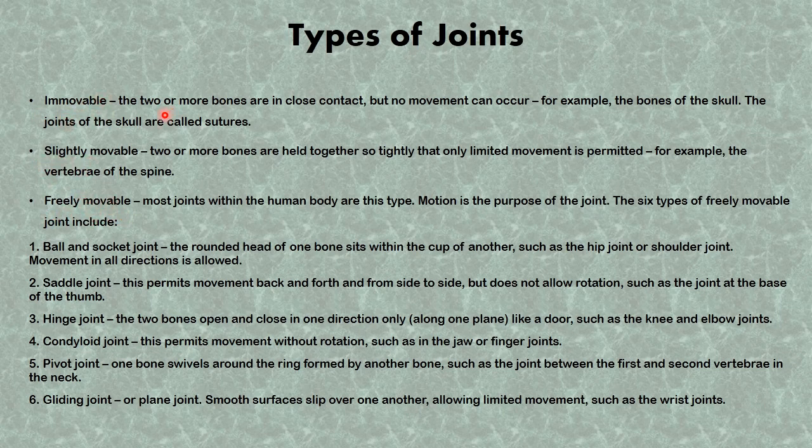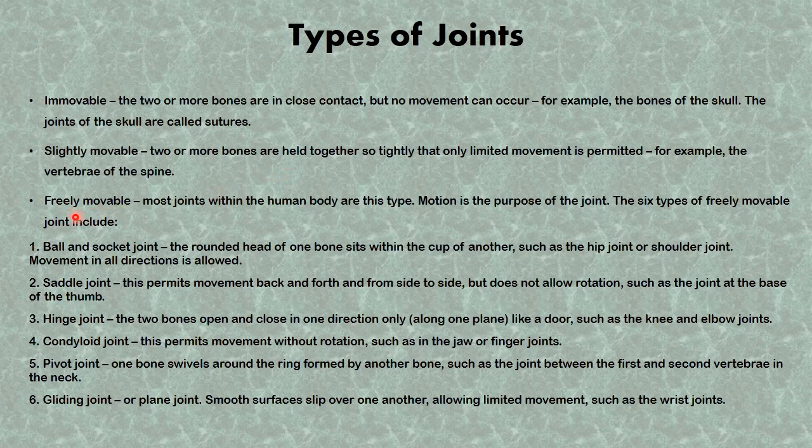Now the immovable joints, the 2 or more bones are in close contact but no movement can occur. For example, the bones of the skull. The joints of the skull are called sutures. That's an example of the joint of the skull which does not allow movement. Slightly movable. Here 2 or more bones are held together so tightly that they have limited movement, or limited movement is permitted. For example, the vertebrae of the spine.